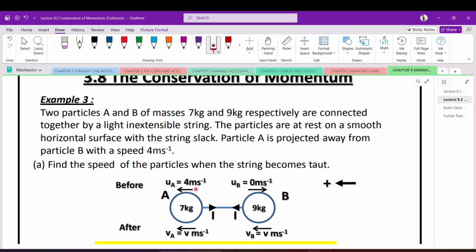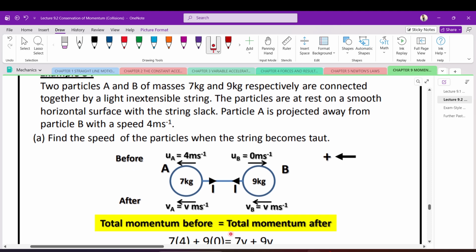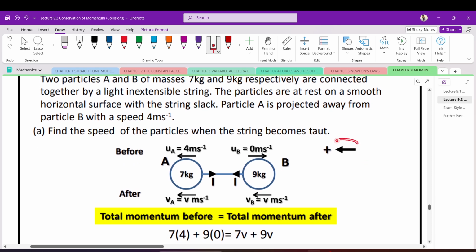So while the initial velocity was given to A, B was at rest at that point. So therefore, its initial velocity is going to be 0. Now, we need to find out what will be the final velocity of the particles once the string becomes taut. So that will be total momentum before equals total momentum after, and here we are taking left hand side to be our positive. So this will be 7 times 4 plus 9 times 0 equals 7V plus 9V.